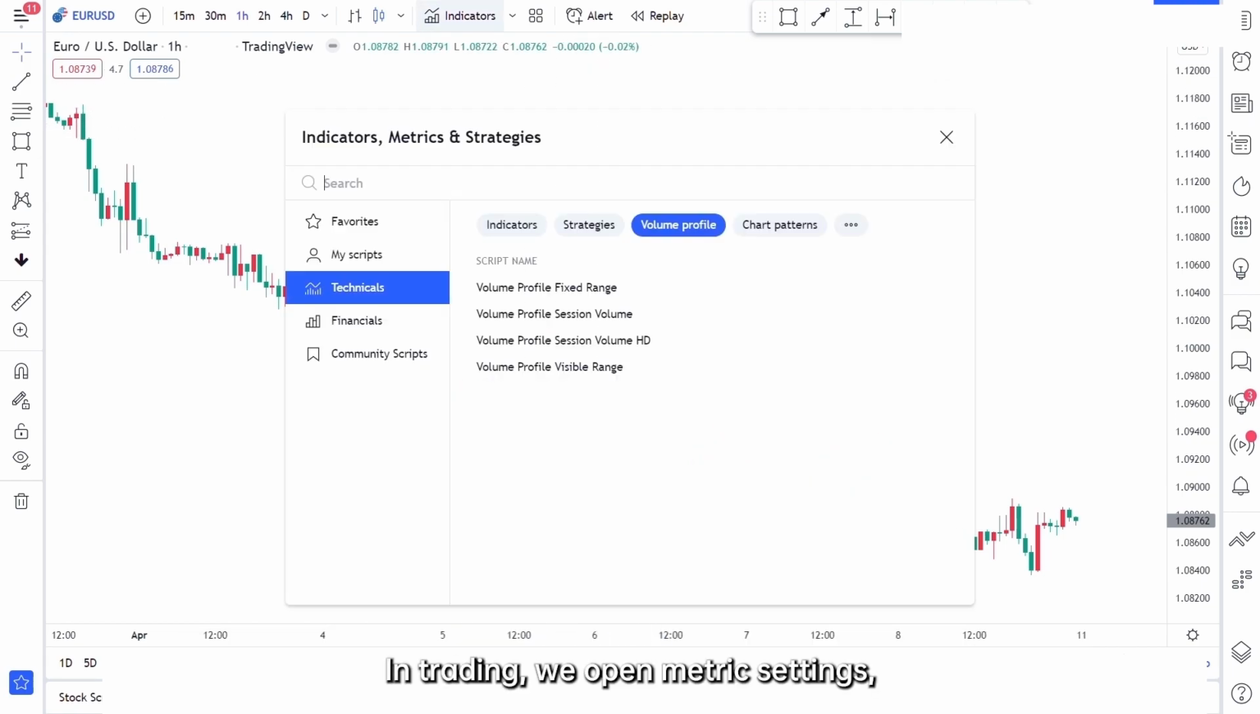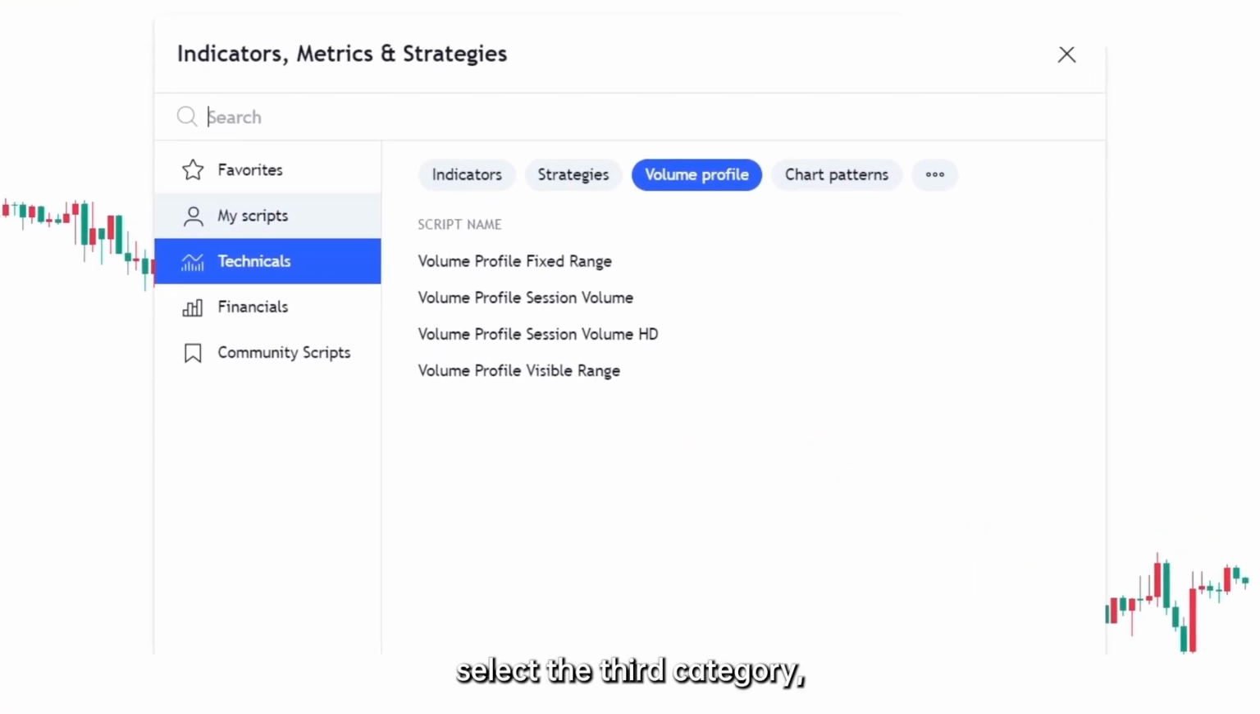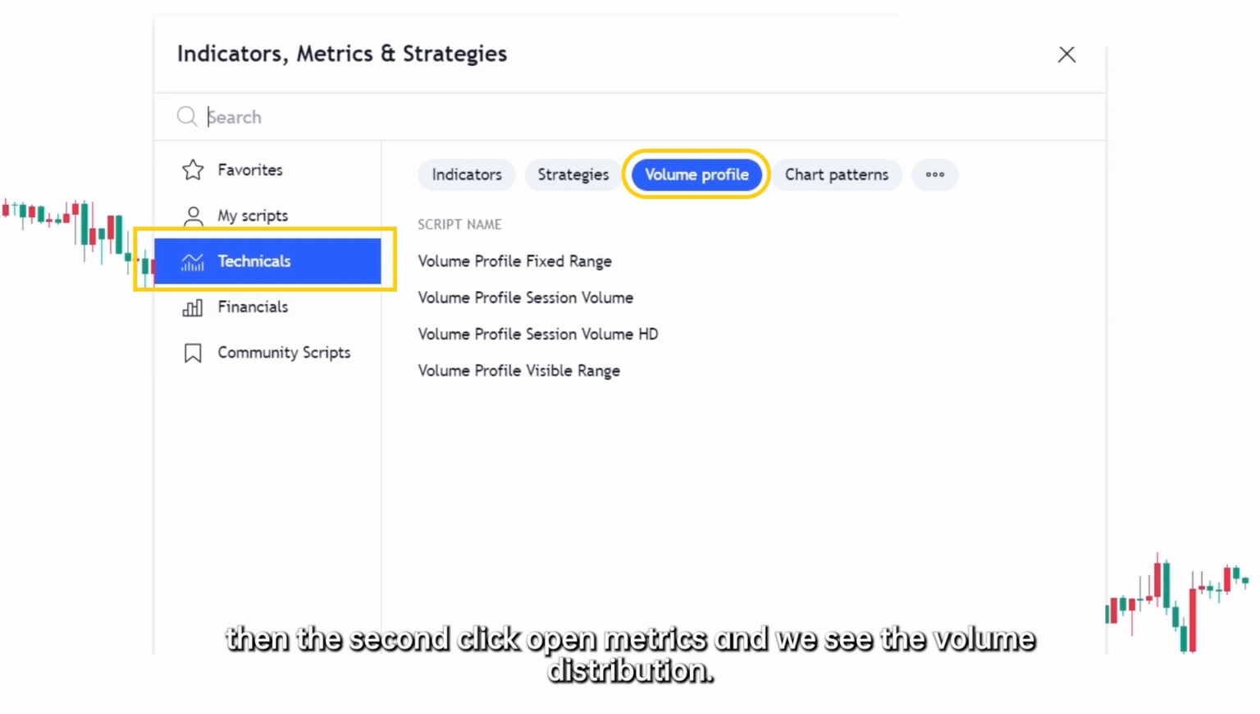In TradingView, we open metric settings, select the third category, technical metrics, then volume profile, then the second, click open metrics, and we see the volume distribution.